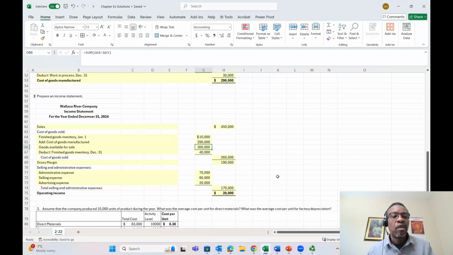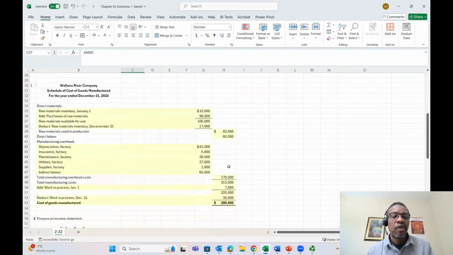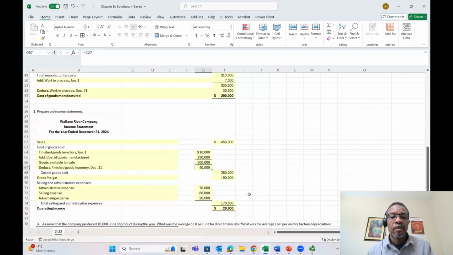So that gives us total goods available for sale, from which we will deduct the ending finished goods inventory. Ending finished goods inventory 40,000. So that will be deducted, and now we arrived at our cost of goods sold. From there, we will take cost of goods sold from sales to give us our gross margin. So gross margin 190,000. Now we have to take away all those operating expenses, right?